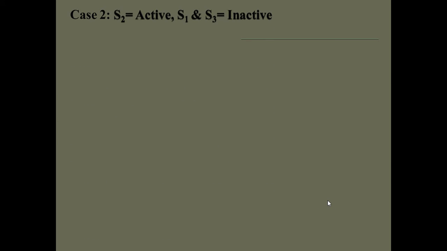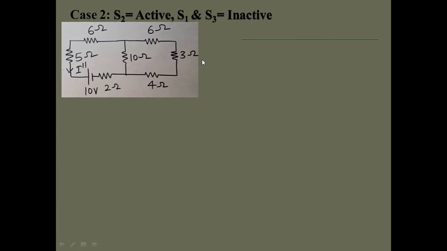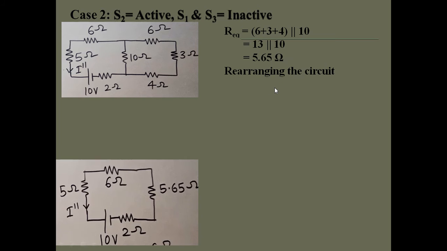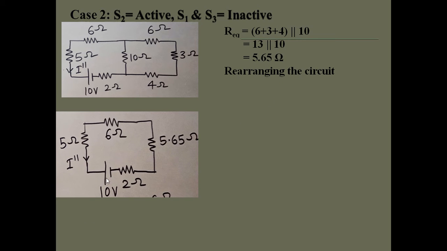Next, for case 2, S2 will be active, that is a voltage source, and S1, S3 will be inactive, so both branches are removed. Here again these three resistors will come in series and the series combination will come in parallel with 10 ohm. So simplified value will be 5.65 ohm and rearranged circuit will be like this. This calculation is same as that of previous case. So after this we can easily find out I double dash by applying Ohm's law.